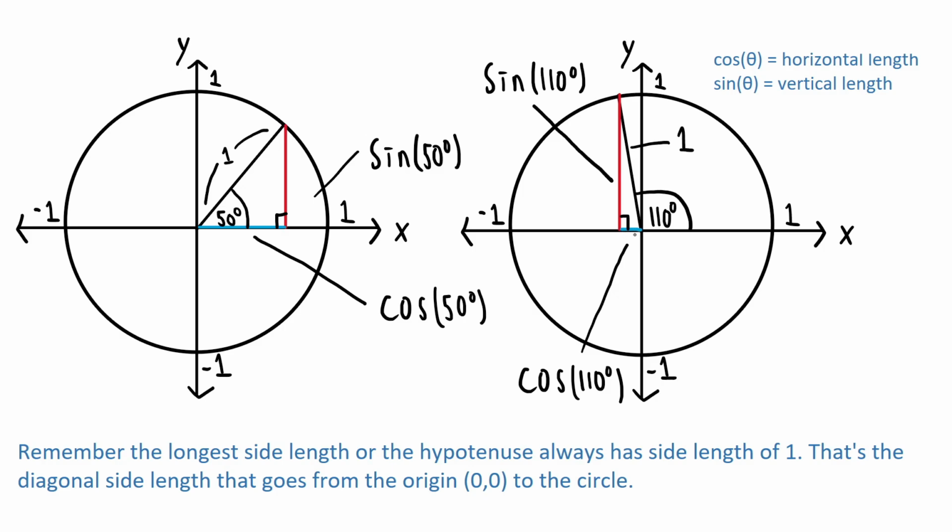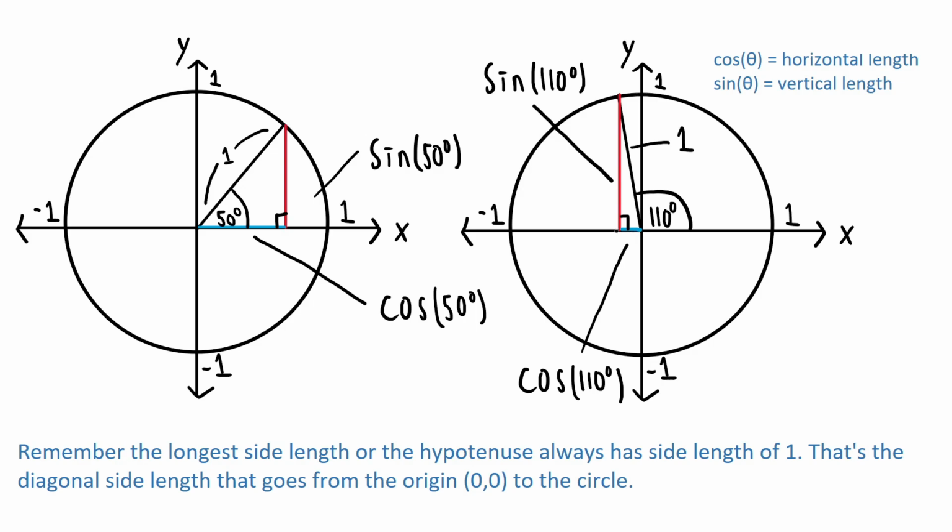Well, actually, cosine of 110 degrees has a negative value since the horizontal side length of the triangle lies in the negative part of the x-axis. So it's more accurate to say that the value is the side length shown in blue times a factor of -1. So cosine of theta is just the x-coordinate of the point in the unit circle.